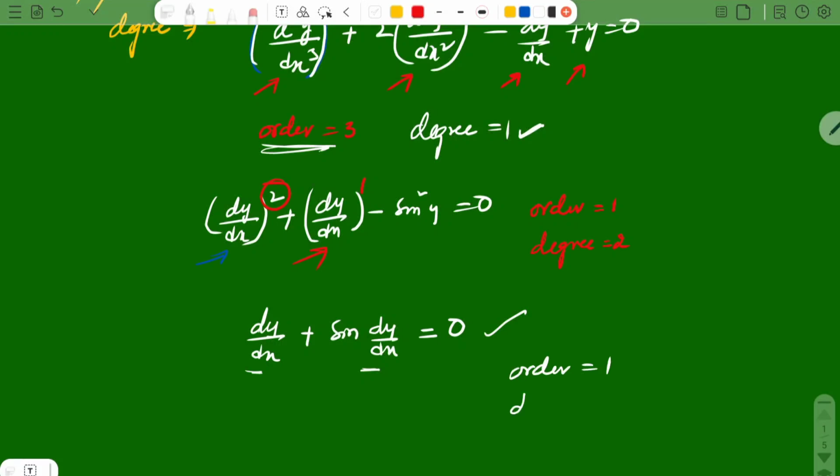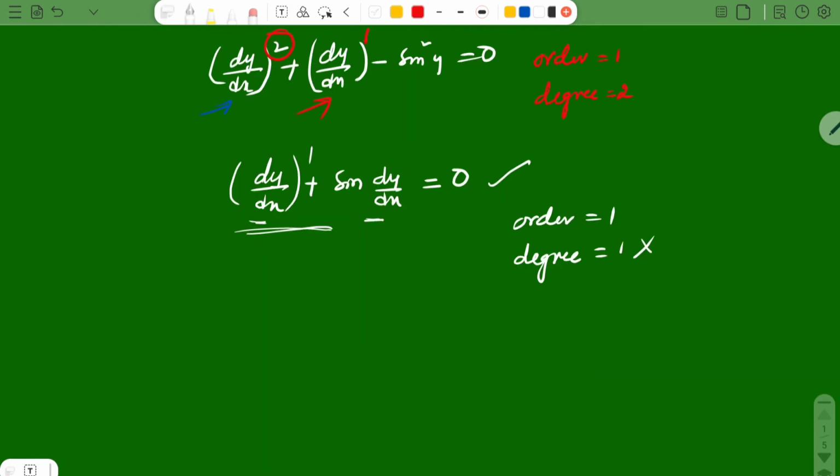Then what about its degree? Everyone says its degree, the highest power, is 1. So I can say 1. No, that is wrong. Why? It's a differential equation, and it's not in a proper form. For this type of differential equation, the degree cannot be found.